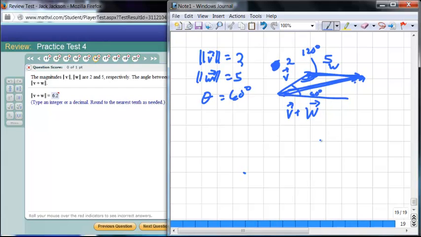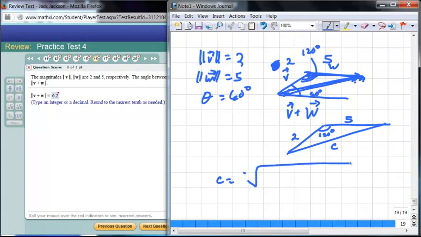So now let's boil it down to solving a triangle where this is 5, this is 2, and this is 120 degrees. And all we need is the size of this side. So let's call that C. Okay? And C we can find using the law of cosines. Let's call this guy A and this guy B. C is the square root of A squared plus B squared minus 2AB cosine of angle C, which of course is 120 degrees.